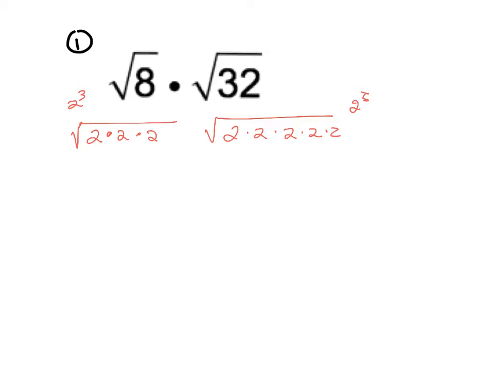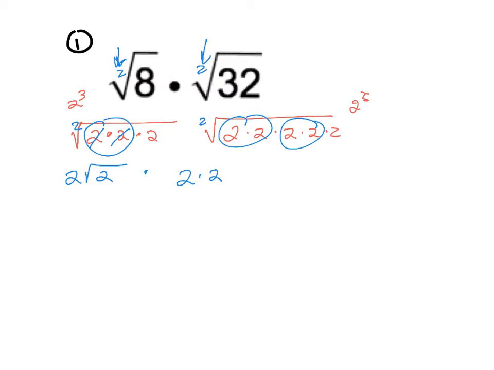Okay, remember that the index here is a 2. When there's nothing inside the square root box, that means a 2. And so since the index is 2, that means I'm going to pair off every set of 2 that I find. So I can take out 1, 2, and I'm going to leave the square root of 2 in here. I can take out 2 2's, and there's a square root of 2 left here. Then this becomes 2 square root of 2 times 2 times 2 is 4 square root of 2.